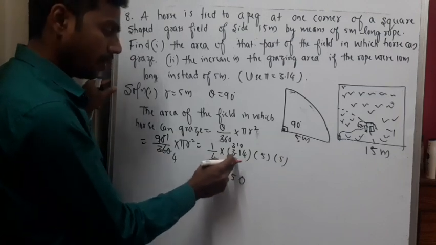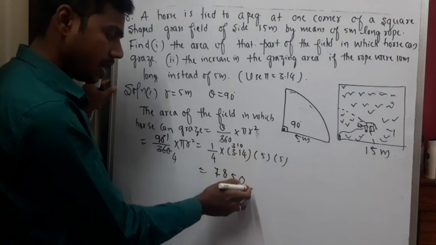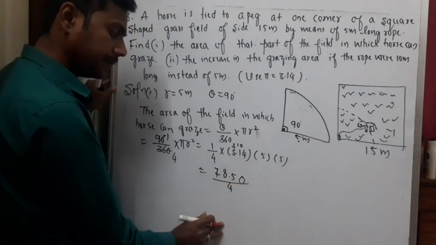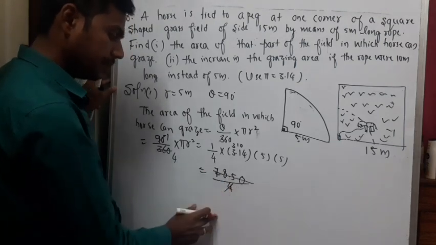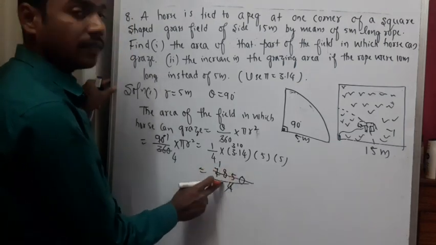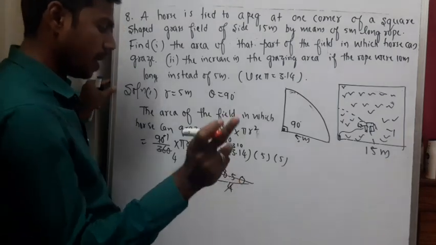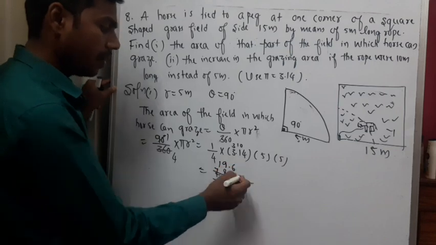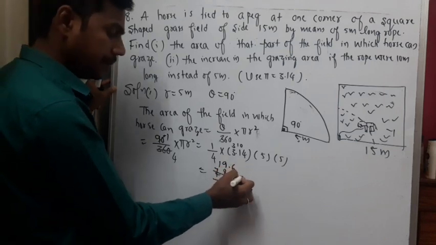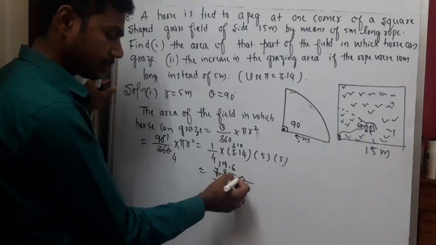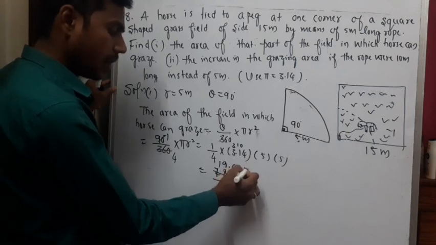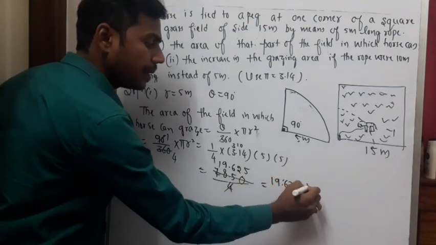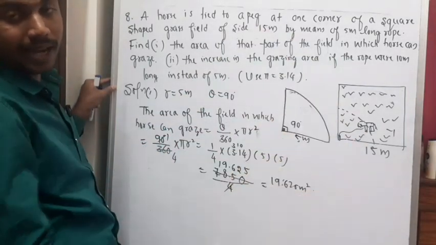So after decimal 2 digits should be there. Divided by 4. 4 ones are 4. 3 left, 38. 4 nines are 36. 2 left, 25. 4 sixes are 24. 10 left. 1 left, 10. 4 twos are 8, 4 fives are 20. That is 19.625 meter square, the area of the field in which the horse can graze.